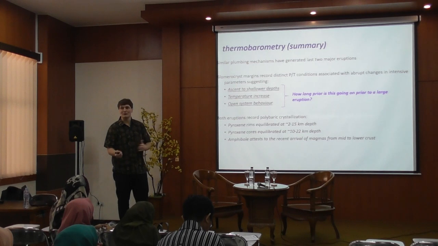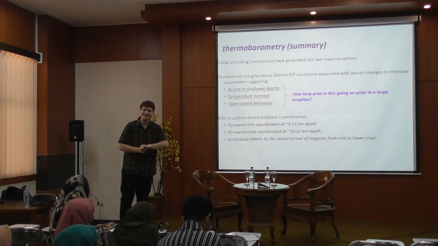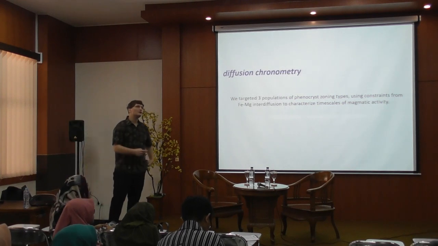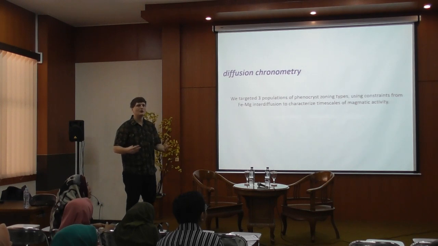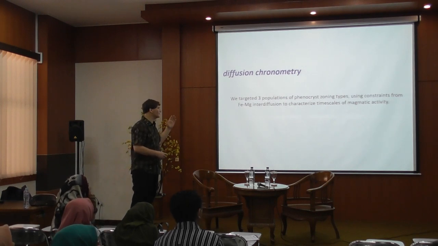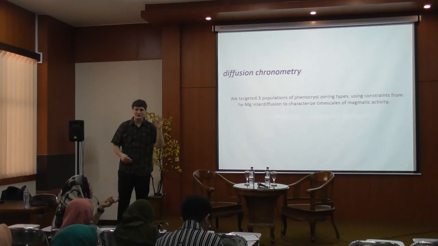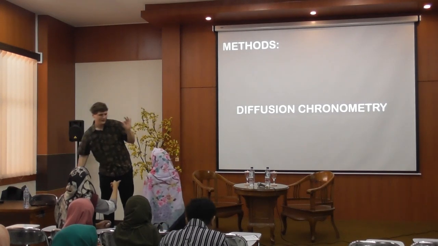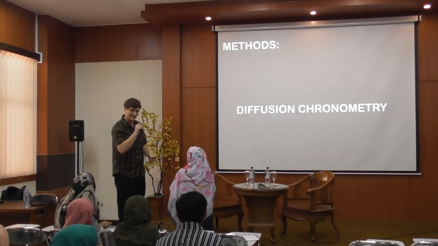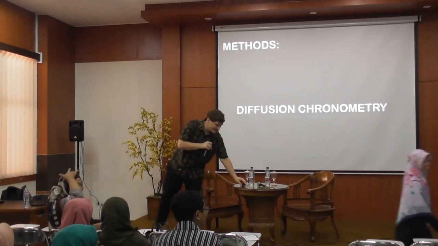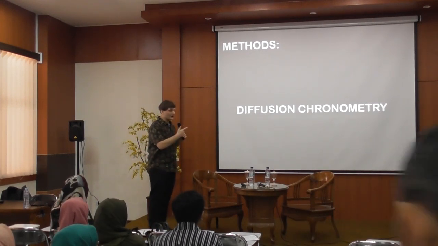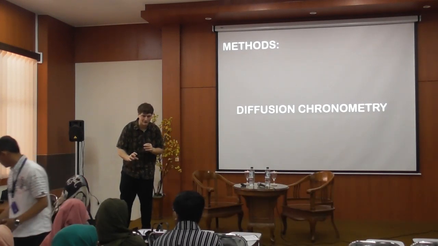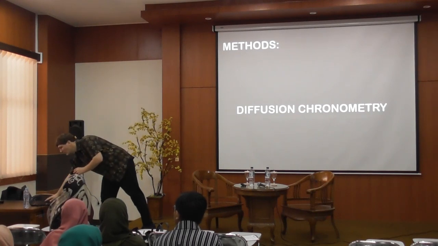But how long does that take? Again, we want to know how long we have to wait. So we've got to go back to time. How can we approach time scales on these systems where we have no observation? If it happened in 1843, nobody knows what happened, but we can look at crystals and we can look at diffusion. So here's another method, diffusion chronology. This is how we approach time scales in these processes that we're talking about: the magma moving from deep to shallow. We don't know how long that takes.